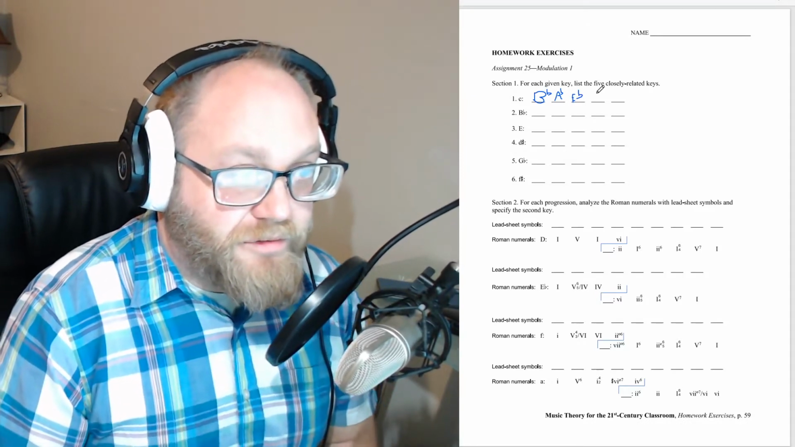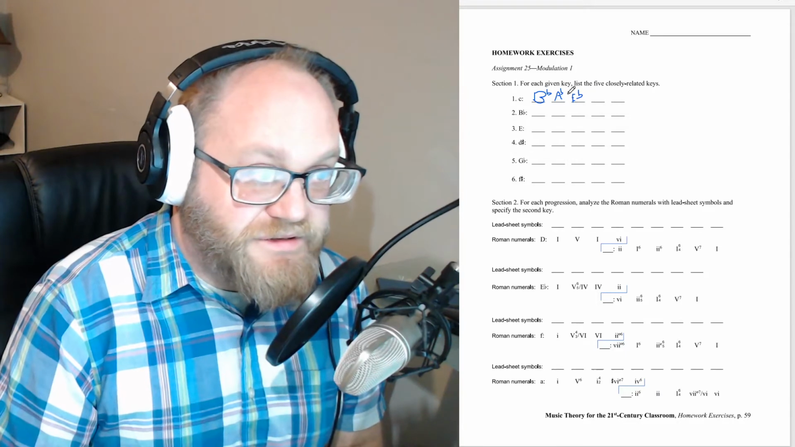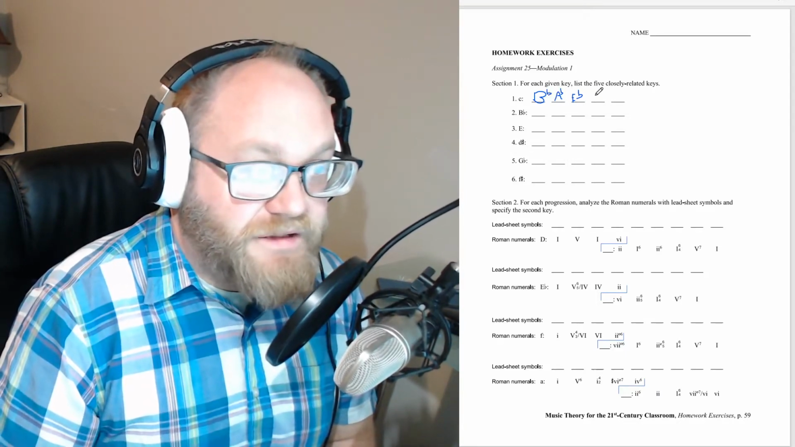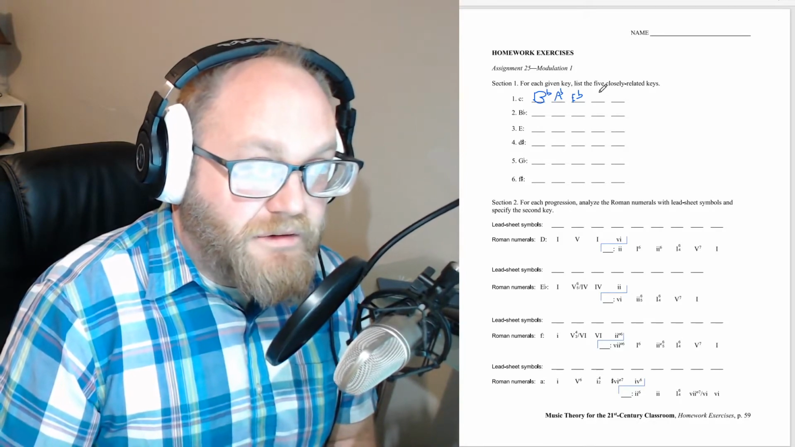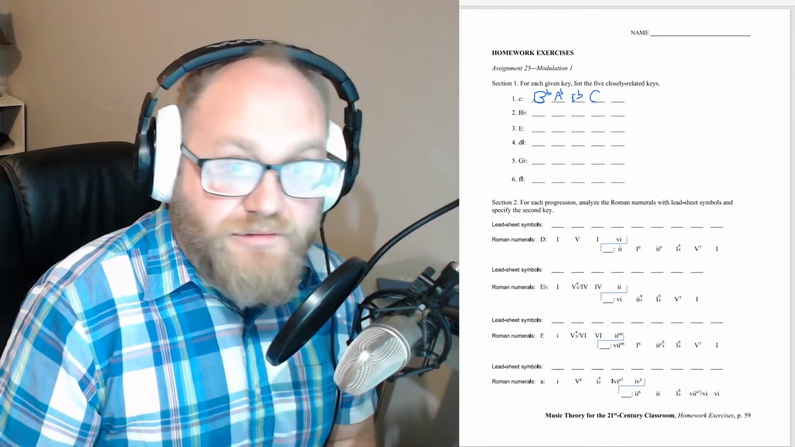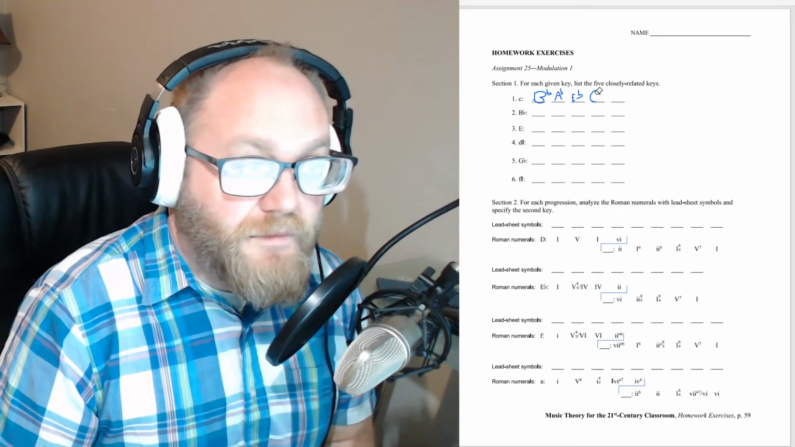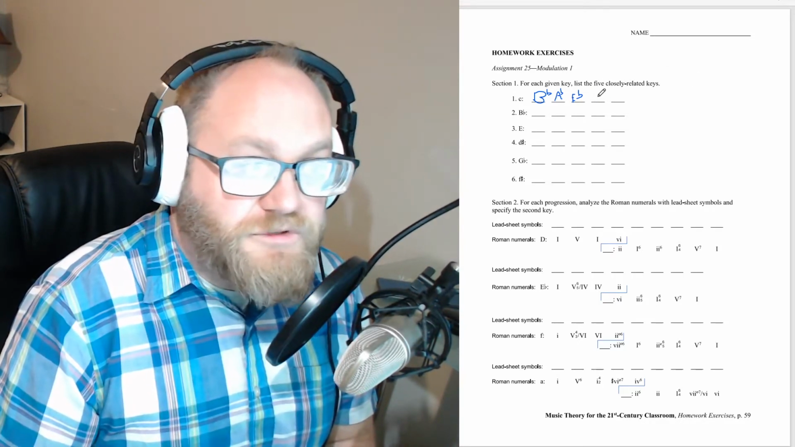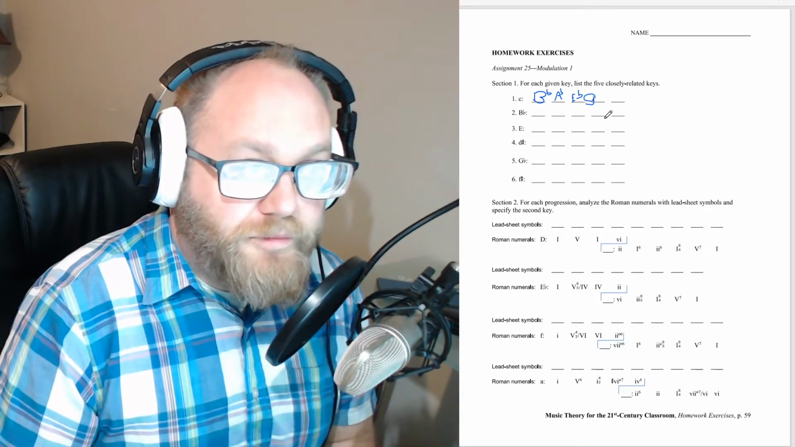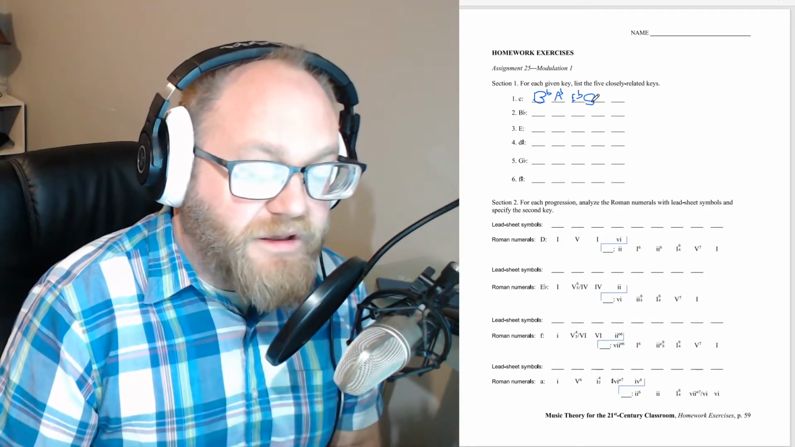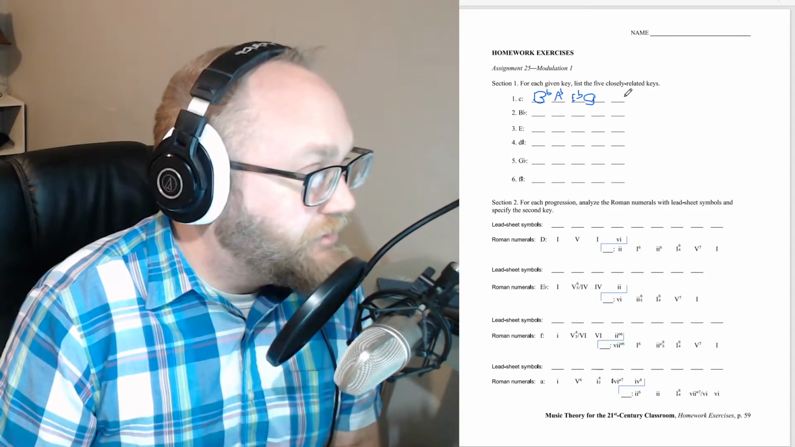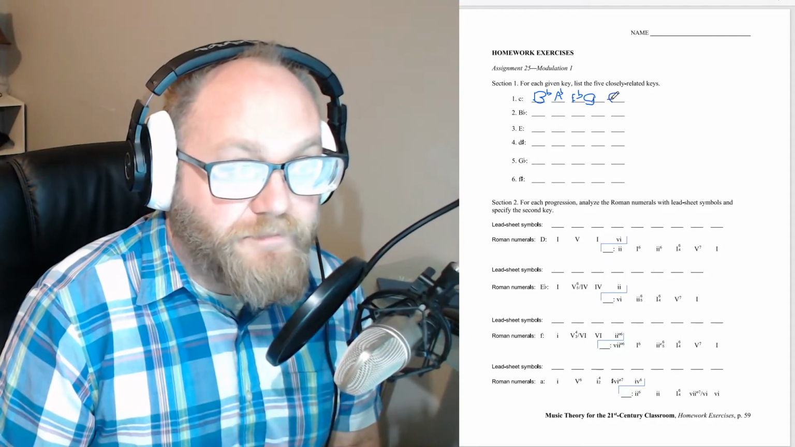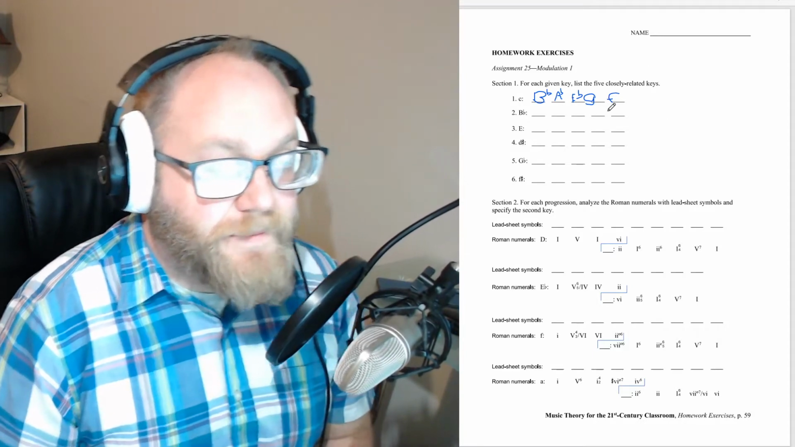Okay, now we need to go through and do the relative minors of these 2. So the relative minor of the key with 2 flats, B flat, is G minor. Actually, I guess I should write that lowercase. Okay, G minor. And the relative minor of the key with 4 flats, so A flat major is 4 flats. The relative minor is F minor. And that's how you do this.